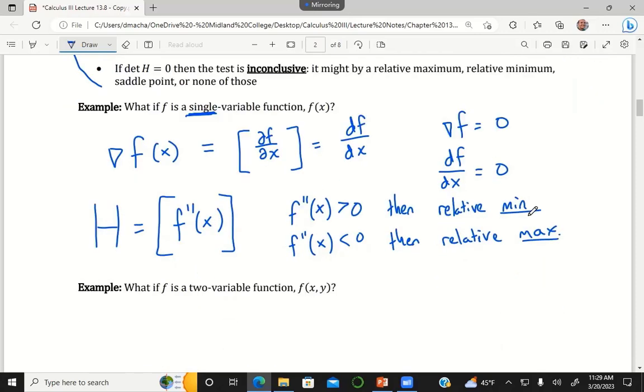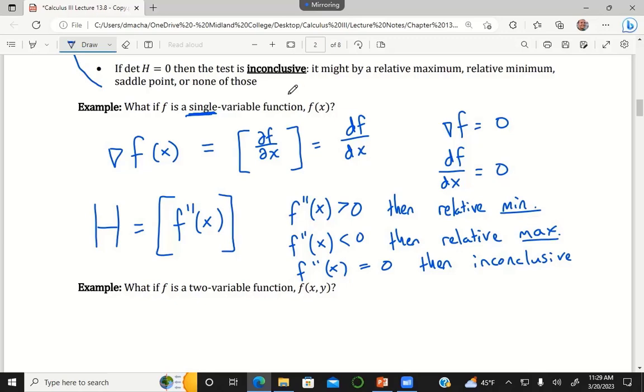But we can still have a case where this is inconclusive for a single variable function. If your second derivative is equal to 0, then it's inconclusive, which means you might have a relative minimum, you might have a relative maximum, and you might have neither. You can have a critical point where it's not a relative minimum or a maximum.